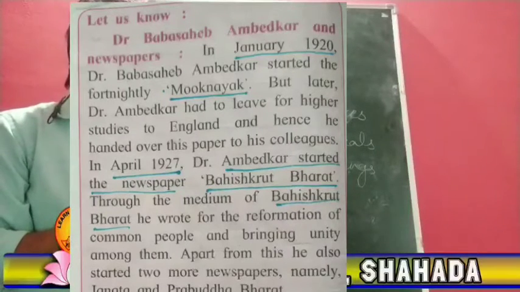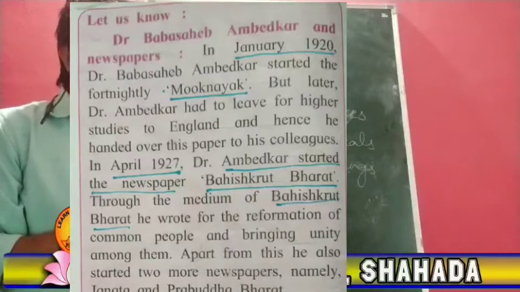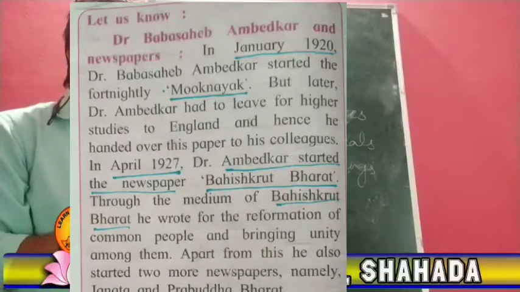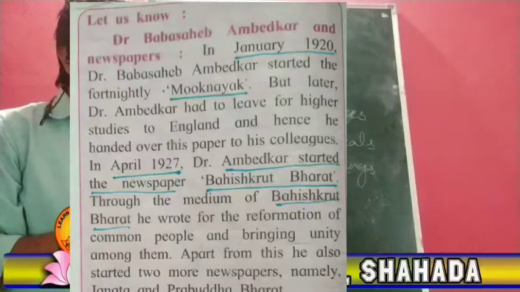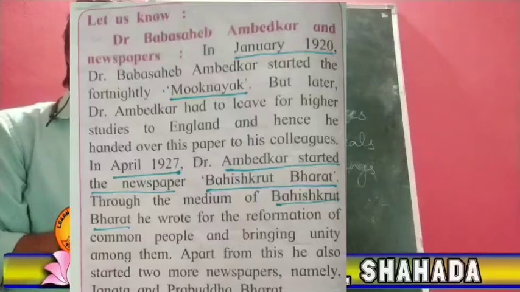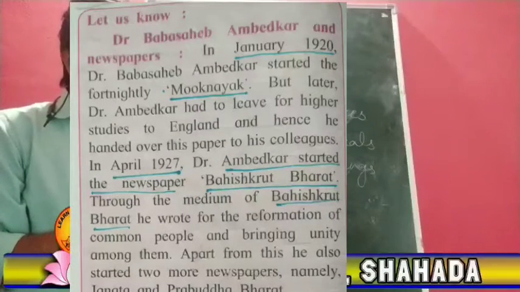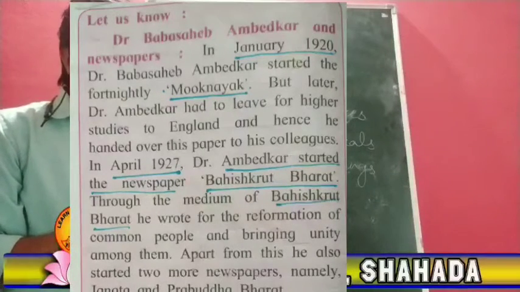In January 1920, Dr. Babasaheb Ambedkar started the fortnightly Mooknayak. But later Dr. Babasaheb Ambedkar had to leave for higher studies in England, and hence he handed over this newspaper to his colleagues. In April 1927, Dr. Babasaheb Ambedkar started the newspaper Bahishkrit Bharat. Through the medium of Bahishkrit Bharat, he wrote for the reformation of common people and bringing unity among them. Apart from this, he also started two more newspapers, namely Janata and Prabuddha Bharat.